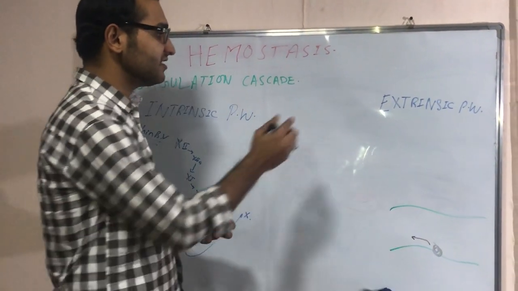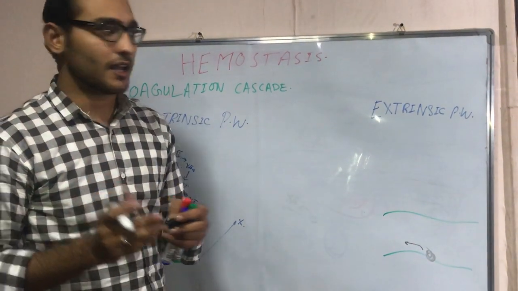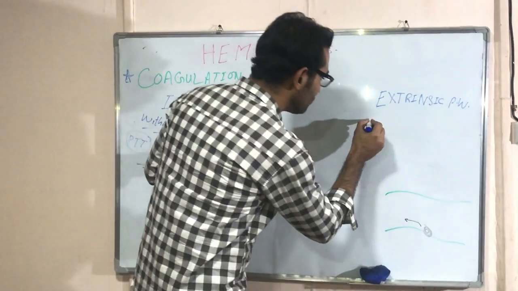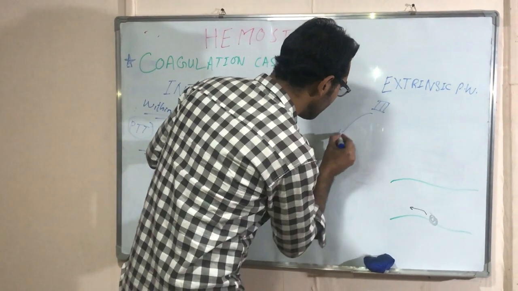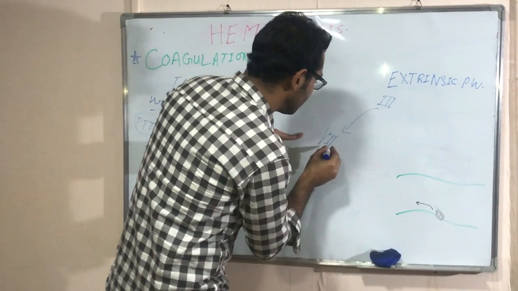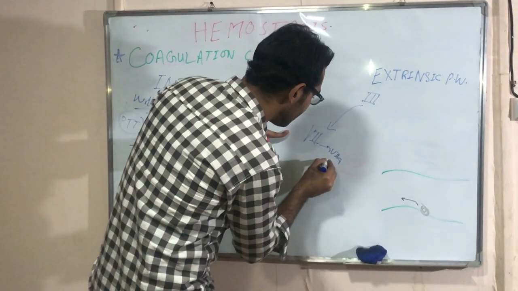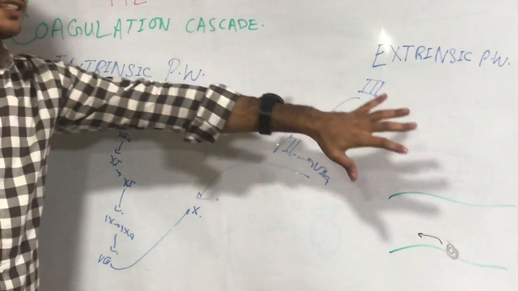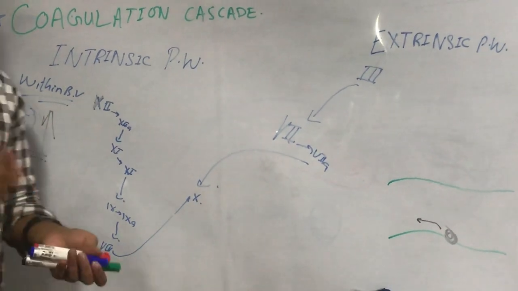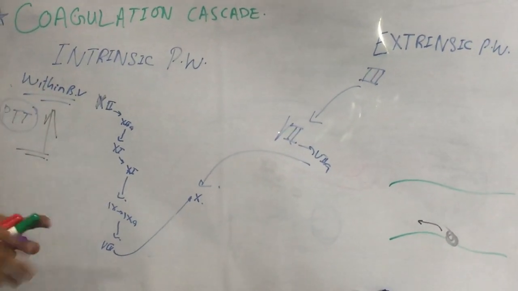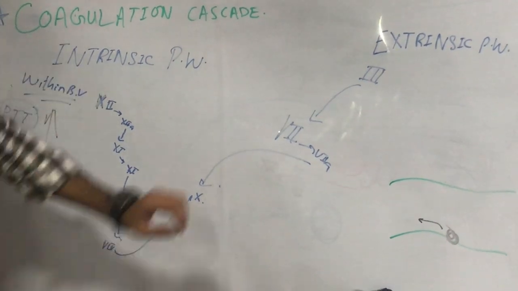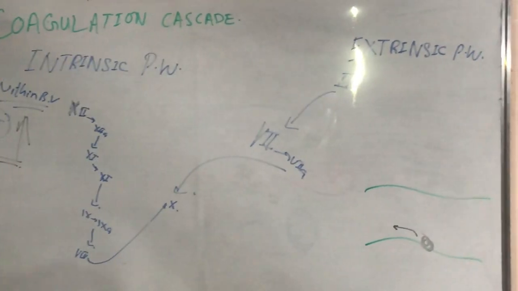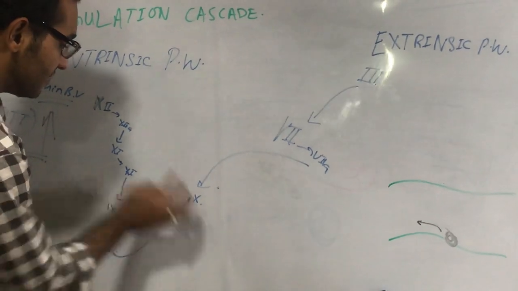If we come to the extrinsic pathway, first of all there is tissue thromboplastin, which is factor number 3. It comes in contact with factor number 7 and activates it, and factor 7 activates factor number 10. The extrinsic pathway occurs outside the blood vessel. If there is a problem in factor 3 or factor 7, then the extrinsic pathway has a problem or a bleeding disorder, and then it comes to factor number 10.